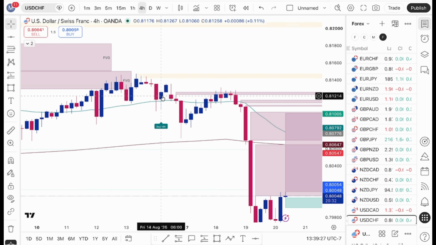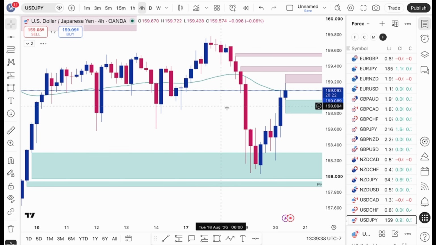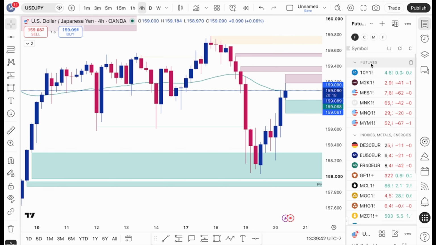Do you see right here? Even though we got an alert signal, this is not out of a fair value gap. There's no fair value gap right here. So I would not have taken that. Okay, that's it for our Forex pairs. Let's head over to our futures.